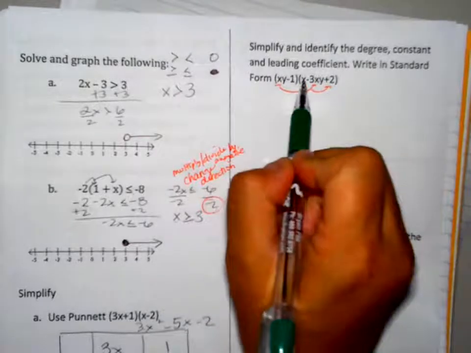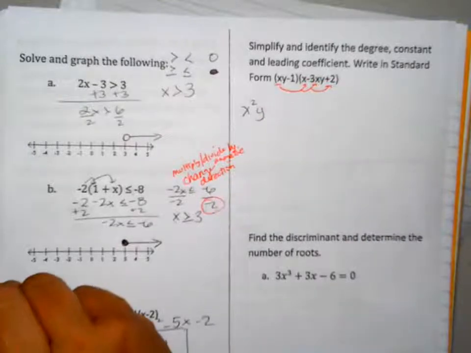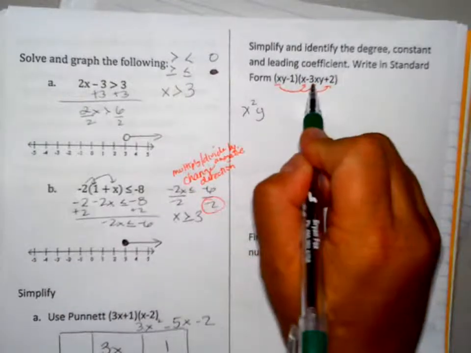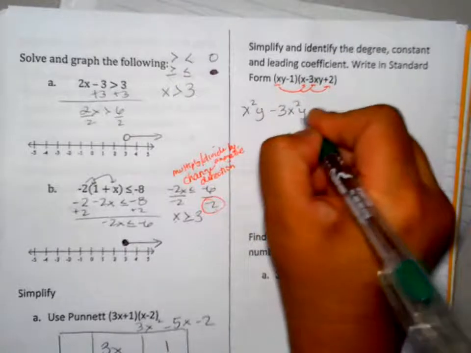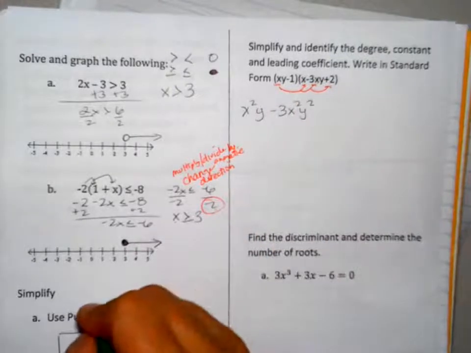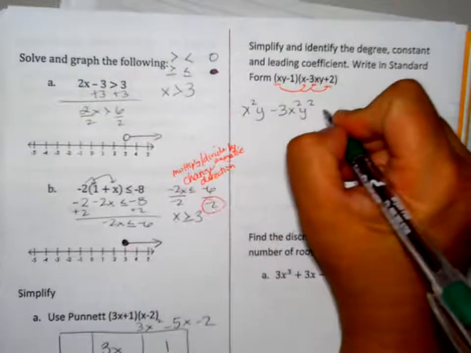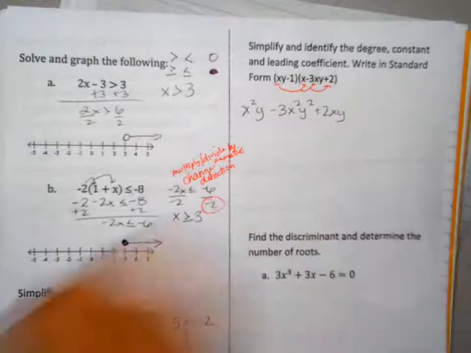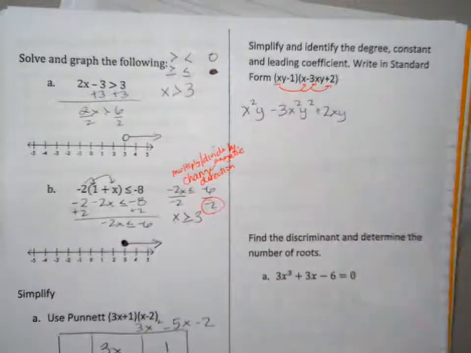So xy times x is x squared y. Xy times negative 3xy is negative 3x squared y squared. Xy times 2 is 2xy. So that's the first one. Now I'm going to do the same for the second one.